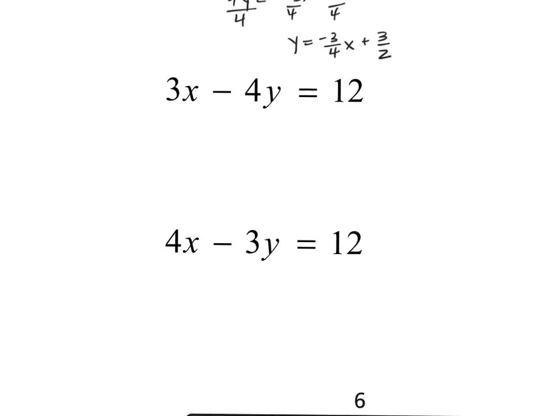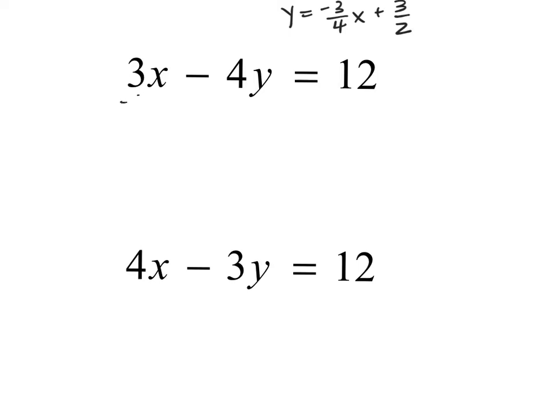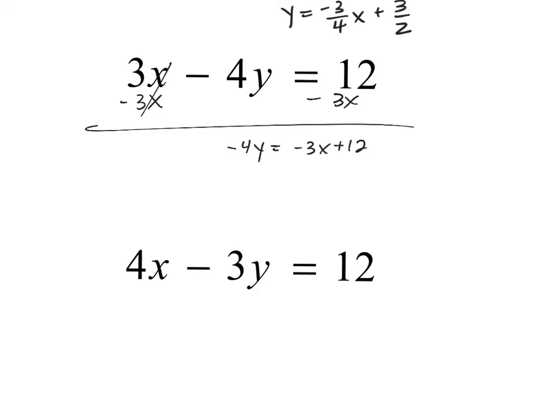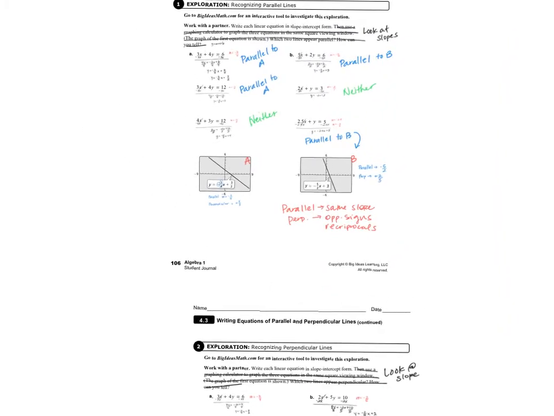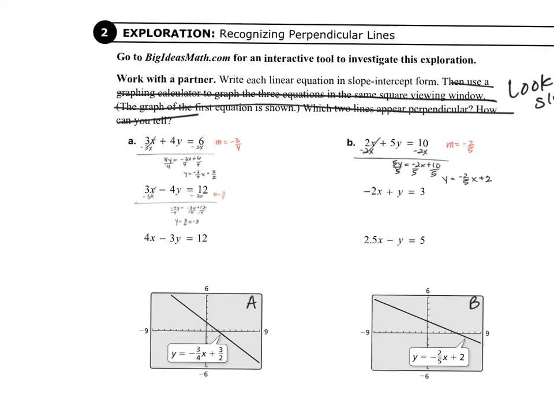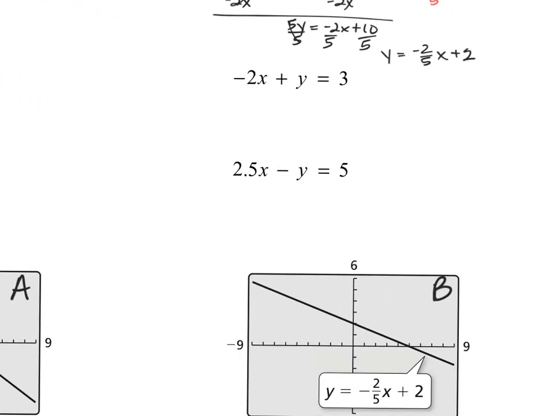Moving on. Oopsies. And then we have minus 3x minus 3x. Negative 4y is equal to negative 3x plus 12. Divide by negative 4. Y is equal to 3/4 x minus 3. So our slope is 3/4. Did I get that one right? And the other one? Oh, they're not the same. Okay, just kidding. All right, add 2x.